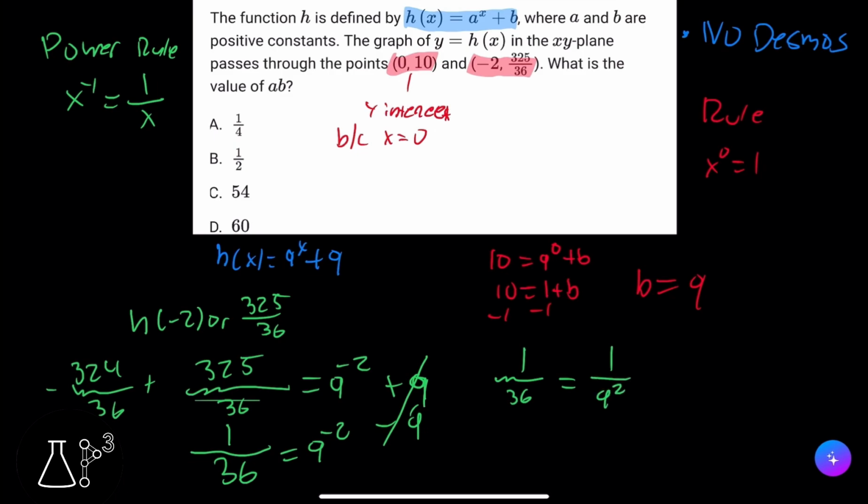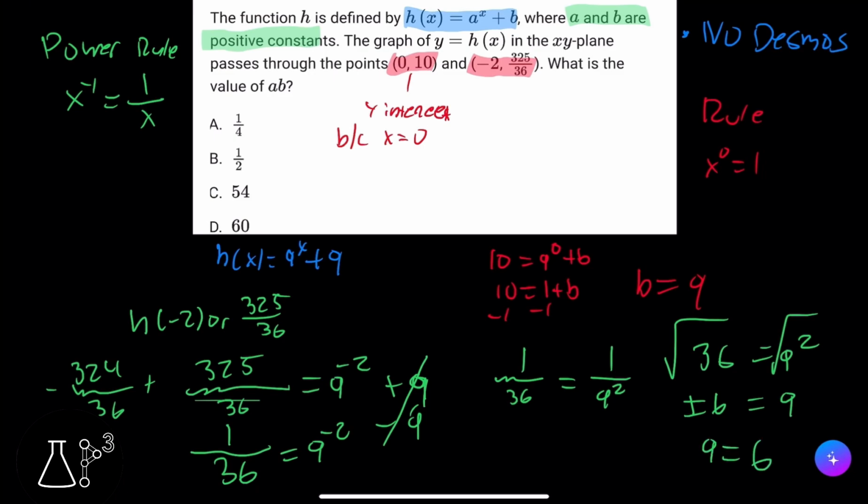So now I want to reverse the whole equation. If we reverse the whole equation, or multiply by 36 and a squared, I can rewrite it as 36 equals a squared. Now when I take the square root, I get a by itself, and I get a equals plus or minus 6. However, they tell me here, and this is important, that a and b are positive constants. Therefore, a only equals positive 6.